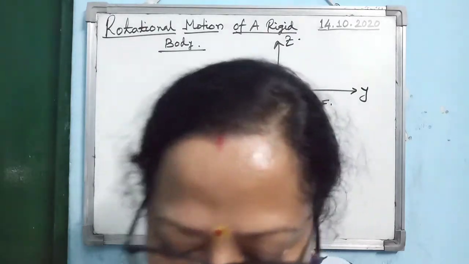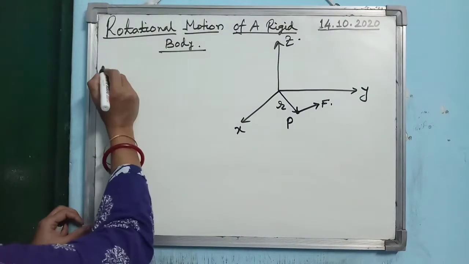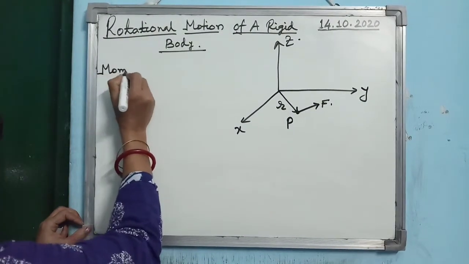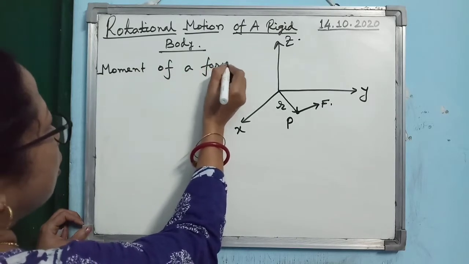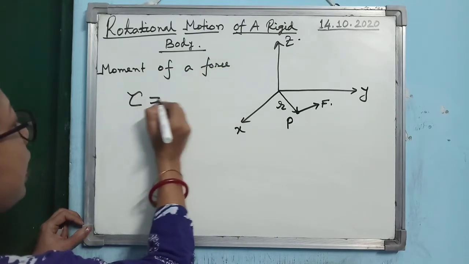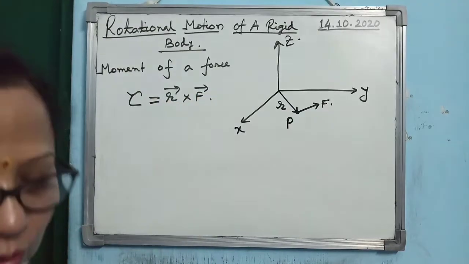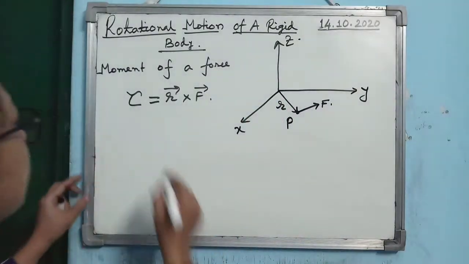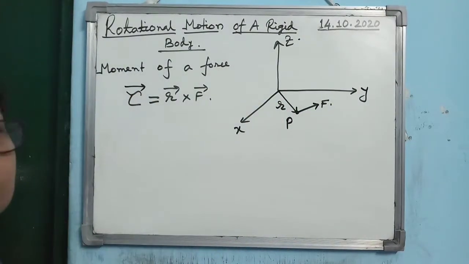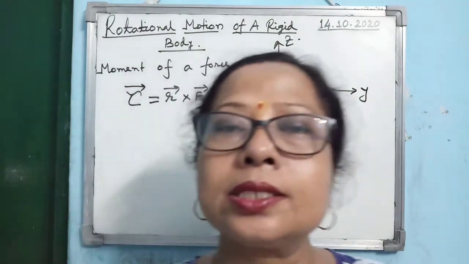And already in the previous chapter we studied that torque or moment of a force is given by this relation, R cross F. All of you know this, that torque is given by this relation. Now this is the cross product, in the vector chapter also we have studied it, it is R cross F.